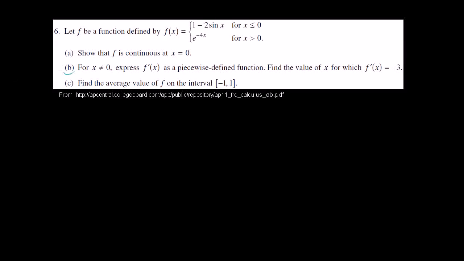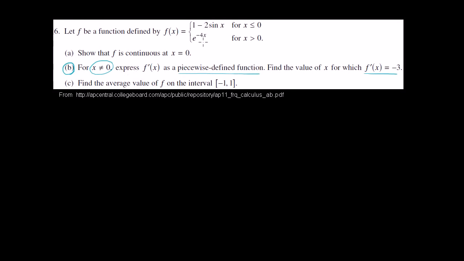Part B. For x not equal to 0, express f prime of x as a piecewise defined function. Find the value of x for which f prime of x is equal to negative 3. So the first thing you might be wondering is, why did we have to take out x equal to 0, or why is the derivative not going to be defined there?